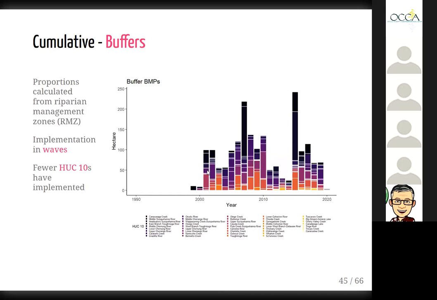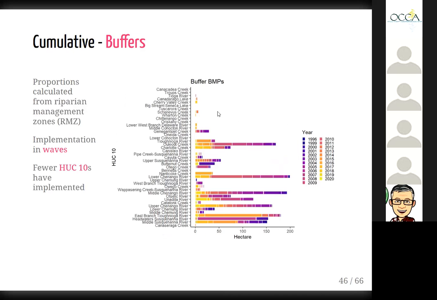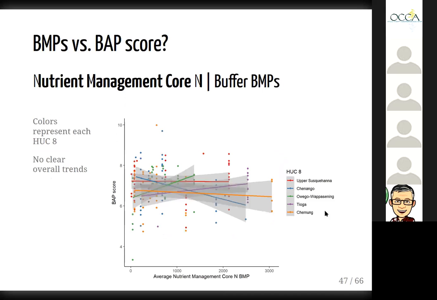And what we noticed that was kind of interesting was that this started much later compared to the nutrient management plans. And it also came in two waves, in about 2007 and also around 2015. And there are fewer Huc 10s that have implemented these BMPs. And again, there's been more consistent reporting in some of these Huc 10s compared to others.